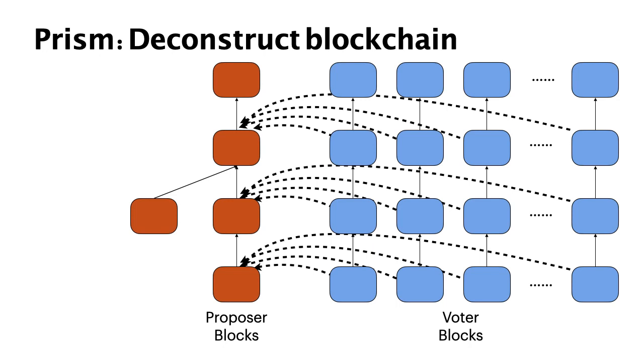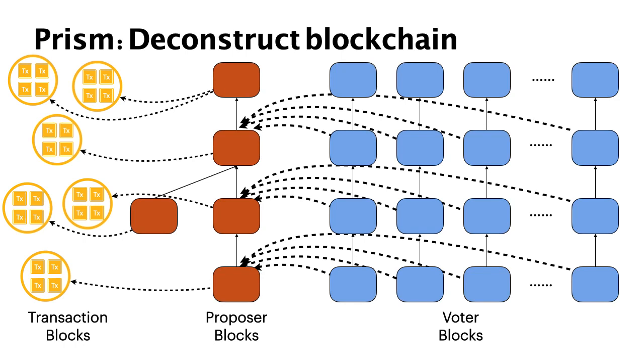Why do we need so many voter blocks and voter chains? A brief explanation is that with this many voter blockchains, we can confirm leader proposer blocks with a higher confidence and with lower latency. Okay, then let's look at transaction blocks. Transaction blocks are the blocks that actually carry the transactions. And they do not have a chain structure, which means the mining rate of transaction blocks can be very high. Transaction blocks are referred to by proposer blocks via a pointer.